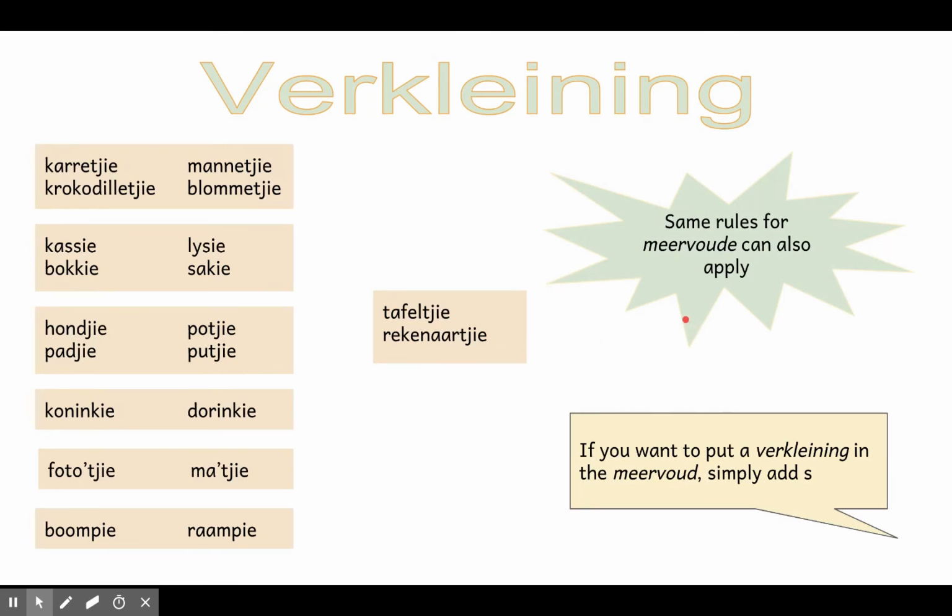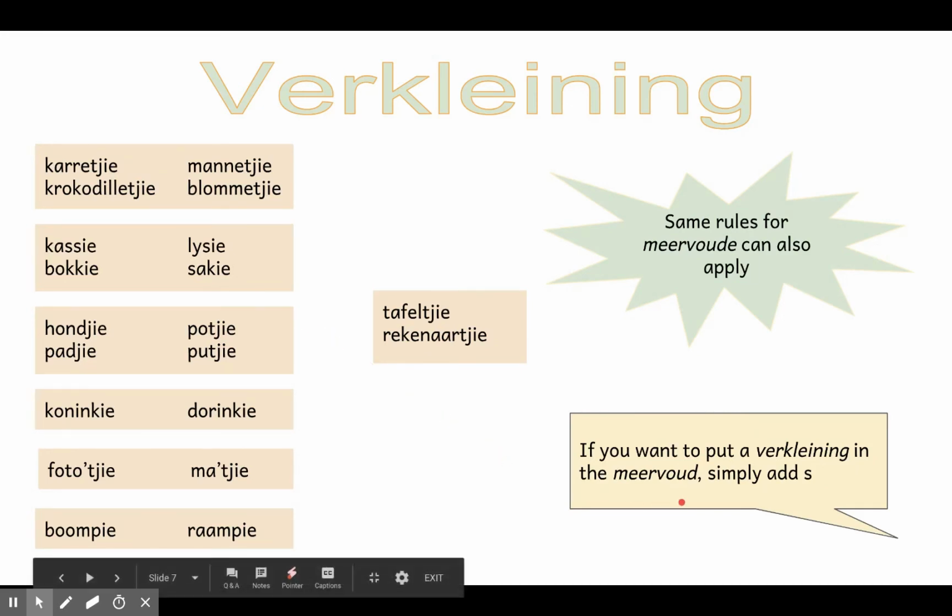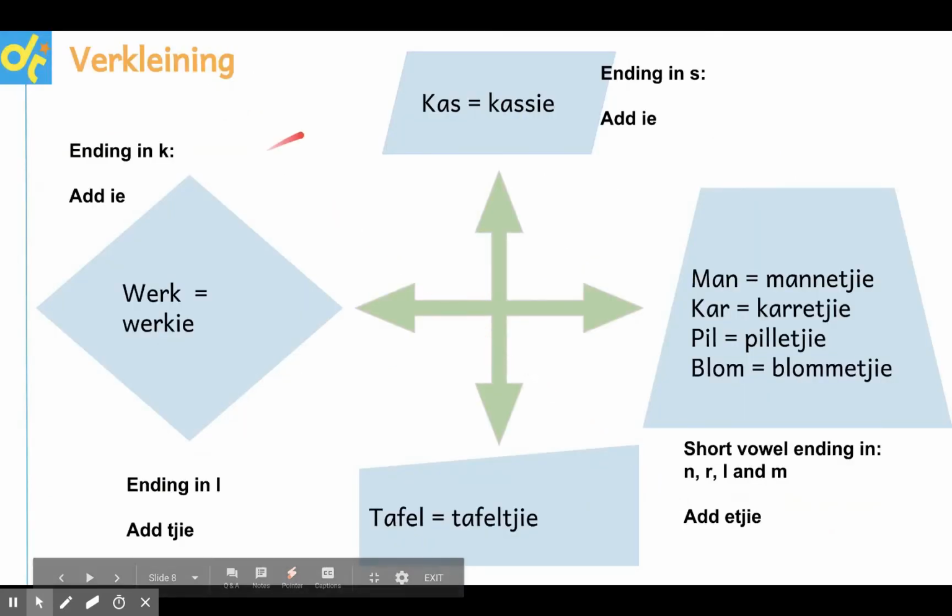Remember, the same rules for meervoud can also apply in verkleining. If you have a short vowel, double the consonant. If you have to drop a long twin vowel, drop one of them in your verkleining. If you want to put a verkleining in the meervoud, simply add an S. Let's have a look more in depth.